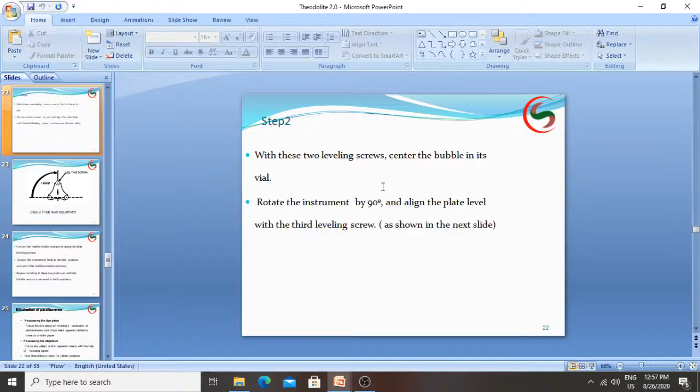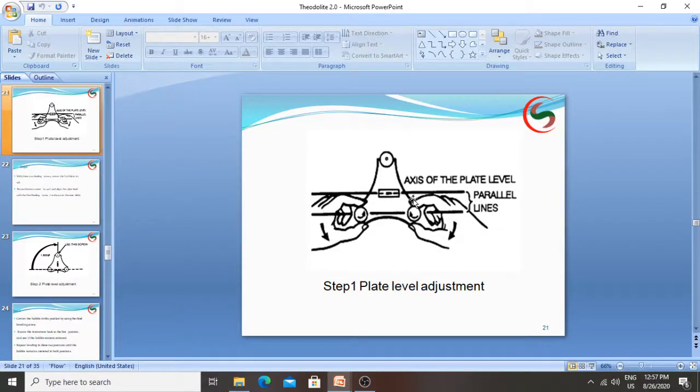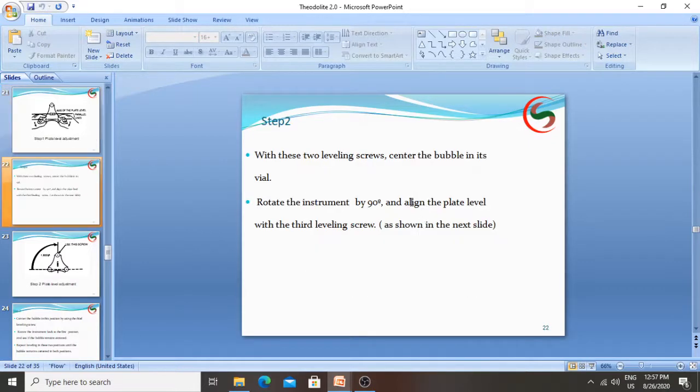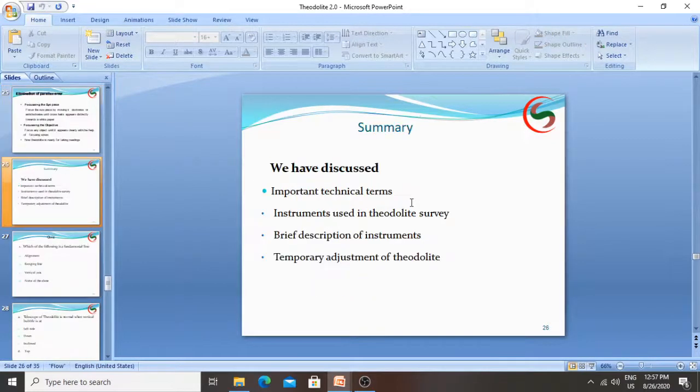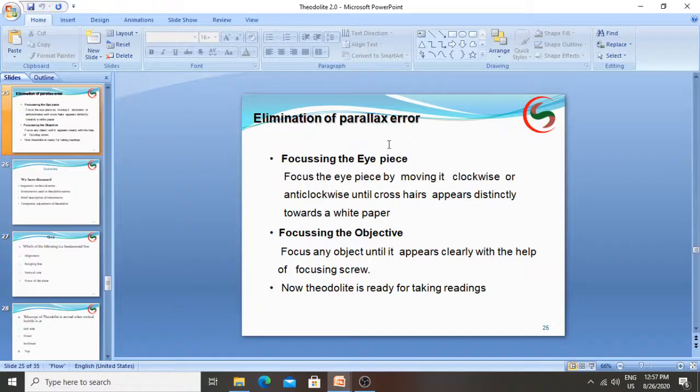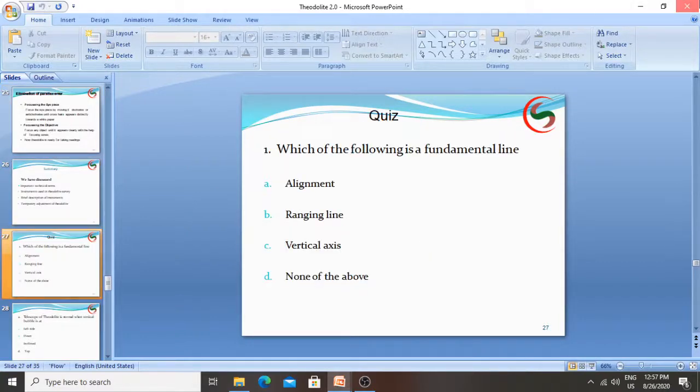Next, these are the positions. First, you have to keep the bubble tube parallel to two of the foot screws and perpendicular to the third foot screw, like that you will be doing. Next, elimination of parallax, focusing the eyepiece, focusing the object glass. So we have seen this.